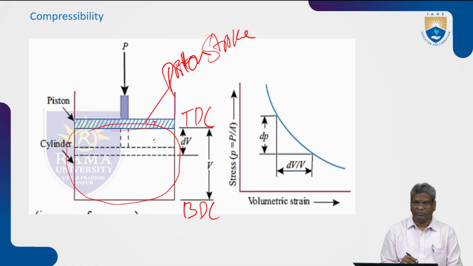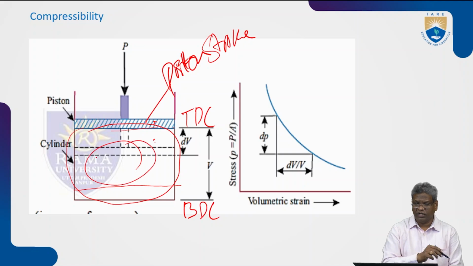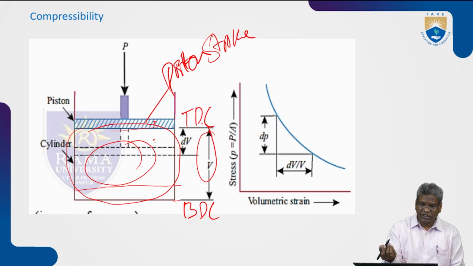The maximum travel of the piston. It will come somewhere like this. So within this we will have some volume. That is, we can say this is the original volume. What will be the change in volume?